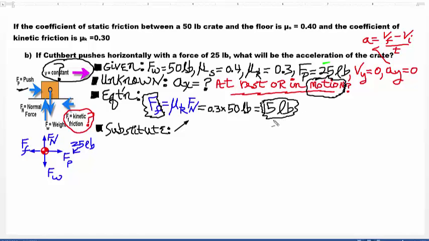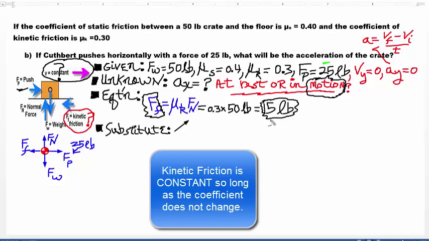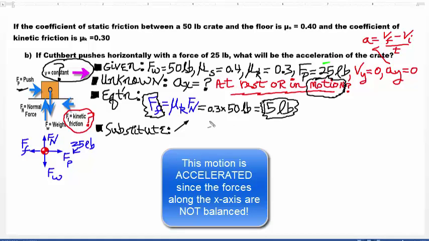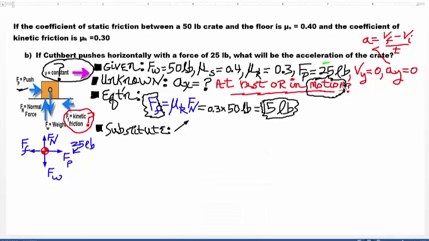Remember that so long as the coefficient of friction does not change, the frictional force is constant regardless of the velocity. So we've established that the pushing force is 25 pounds positive, the frictional force in magnitude is 15 pounds, but that is negative in direction. Therefore, the force is unbalanced. Therefore, the equation that we need to find the acceleration along the x-axis is Newton's second law.